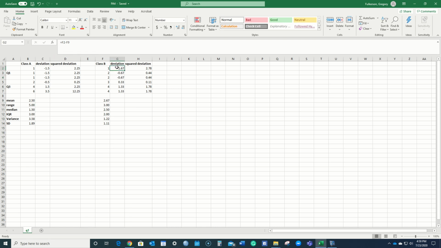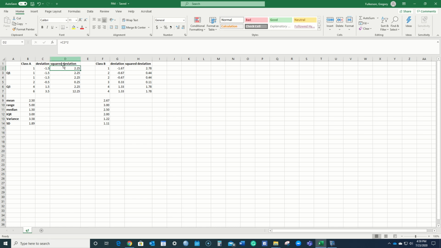And then over there for class B, we've got the same kind of thing going on. The mean for that one is shown in F9. So it's going to be this value, which is F2 minus F9, 1 minus 2.67 rather, minus 1.67. All right, so once we have our deviations worked out for all of the values, like we do here, we then need to take the squared deviation. All right, that's the next step to getting to the variance. So that's just going to be this value squared.